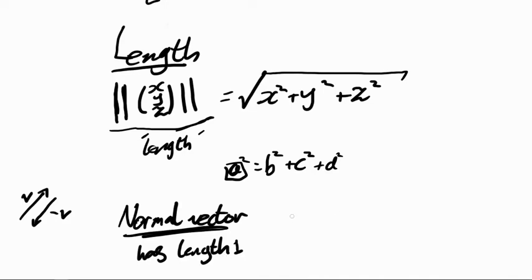But the way we calculate this, if we have a vector, say let's call it v, we just divide by the length of v, and then you get length 1. So nice and simple. And that will take a vector and turn it into a normal vector with the same direction. So the next thing we have is the dot product.